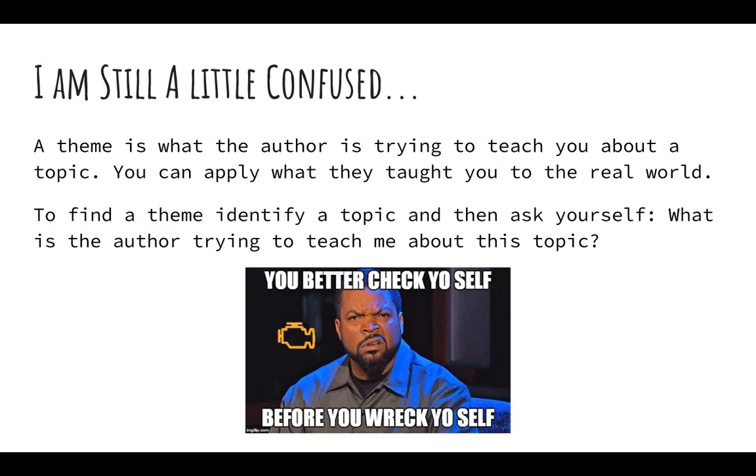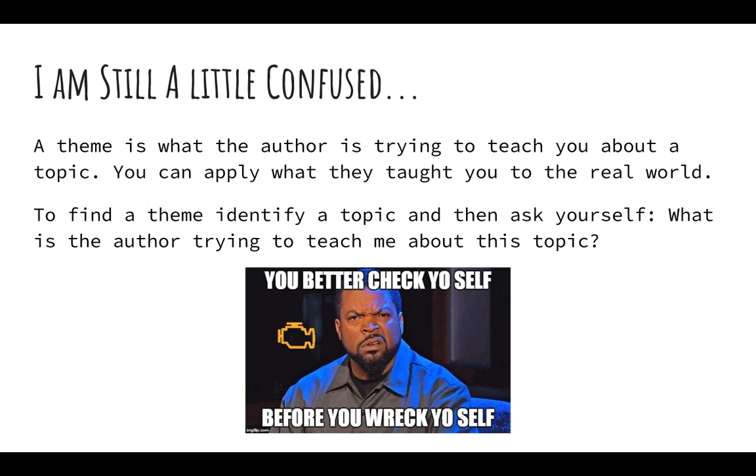So that's a lot of information. A theme is really just what an author is trying to teach you about a topic, and you can apply what they taught you to the real world. Often authors want you to kind of check yourself, right? Mary Shelley wanted you to check your own ambition and think about the consequences of ambition, that ambition is actually dangerous.